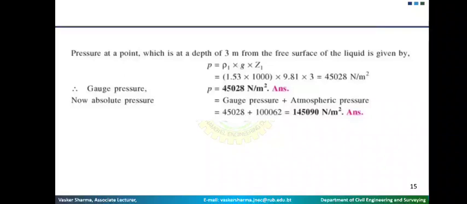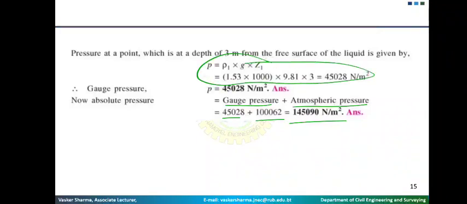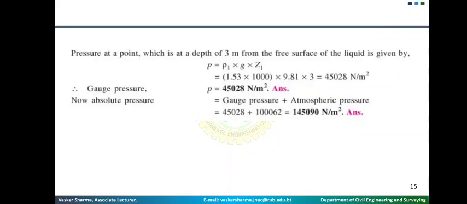Now you are asked to find the absolute pressure. Absolute pressure is your gauge pressure plus atmospheric pressure. The atmospheric pressure you already found, so you get this as your absolute pressure. Okay, so that is how you need to find it. If you just find the pressure directly with respect to depth, without considering atmospheric pressure, that will be your gauge pressure. Then if you add atmospheric pressure on top of the gauge pressure, that will give you the absolute pressure.